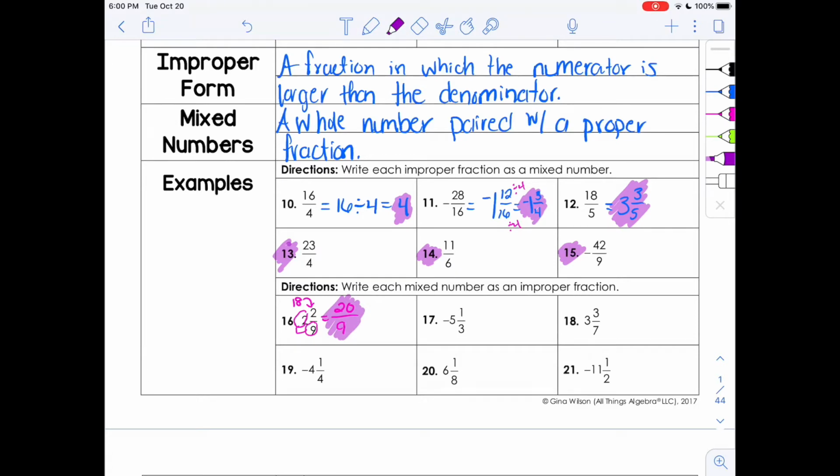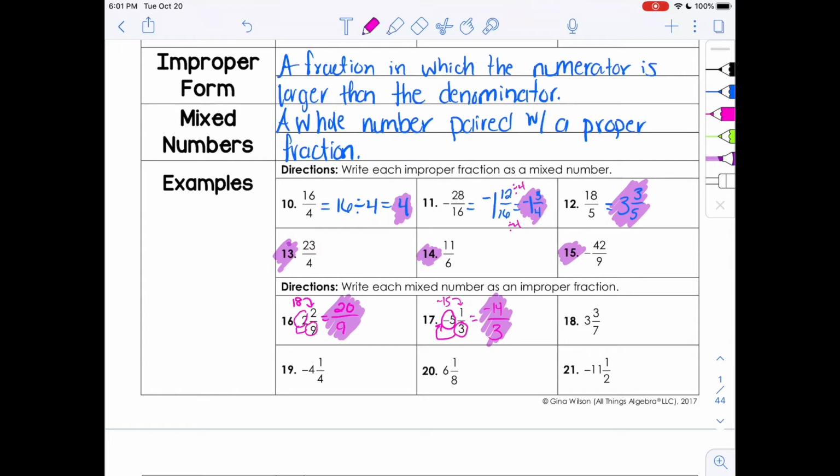We're going to do the same thing for number 17. We're going to multiply our denominator times our whole number. So 3 times negative 5 is negative 15. And then negative 15 plus 1 is negative 14. And our denominator stays the same, 3. So negative 5 1/3 is equivalent to negative 14 over 3.